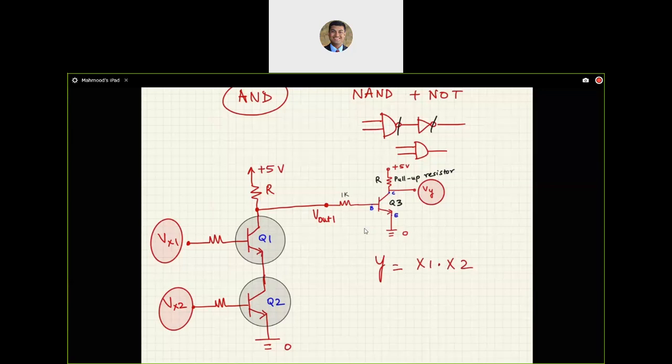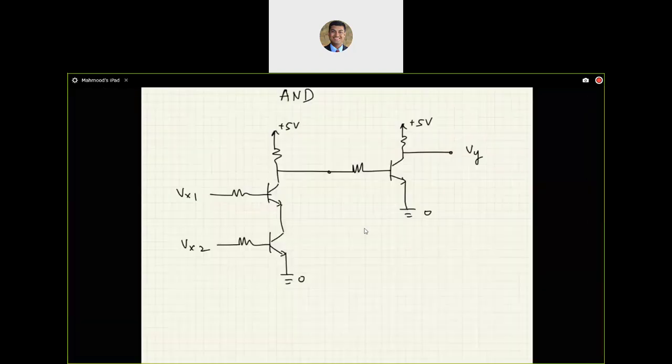How many transistors do we have in a two input AND gate? We have got three in this case. Three transistors. Two to do the NAND function, one to do the NOT. All right, let's move on, so we talked about AND already.